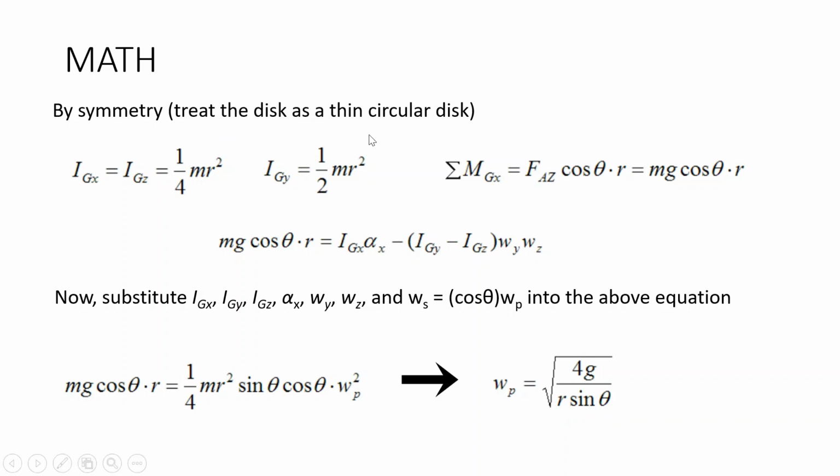By this assumption, we can calculate the moment of inertia by some physics formula. And since this is the sum of moment in the x direction, it can also be represented in this way by physics. Then plug all these parameters and this equation into here. We get the relation between omega p and theta. It is true that when theta becomes smaller, omega p becomes larger.